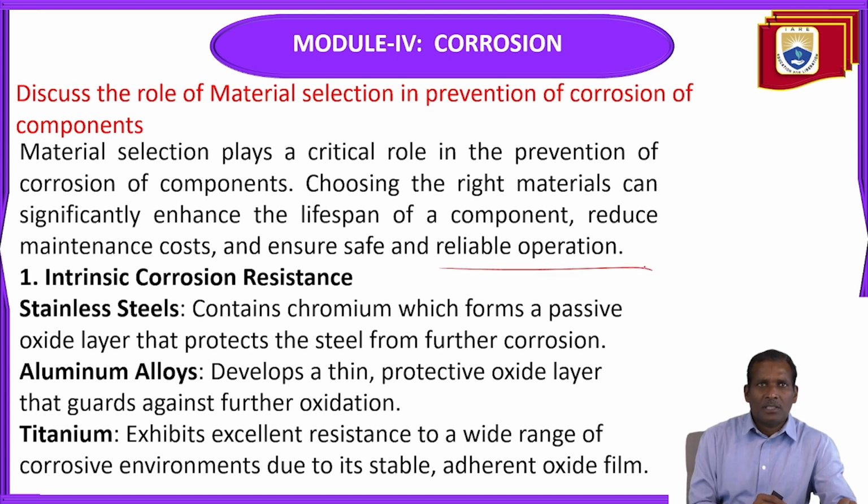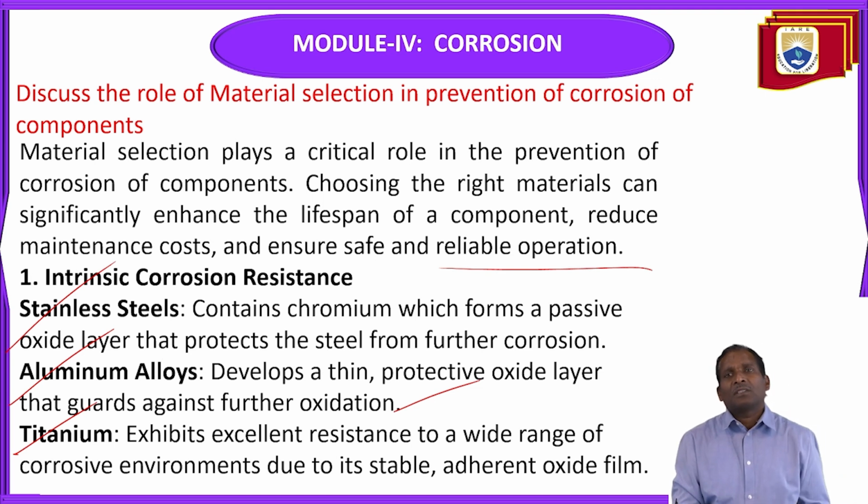So intrinsic corrosion resistance. So you can see in this case stainless steels and aluminum alloys and titanium. So the passive oxide layer protects the steel from further corrosion. Similarly, a protective oxide layer that guards against further oxidation develops, a thin protective layer on aluminum alloys. In the case of titanium, exhibits excellent resistance to a wide range of corrosive environments due to its stable oxide layer.